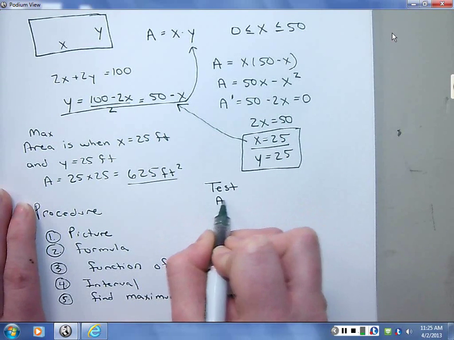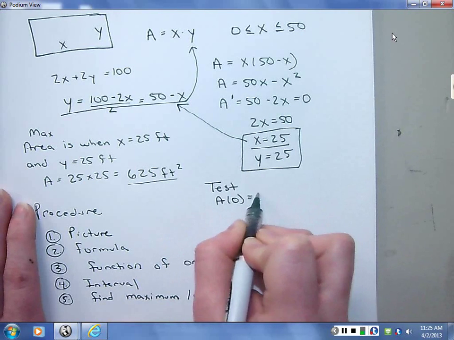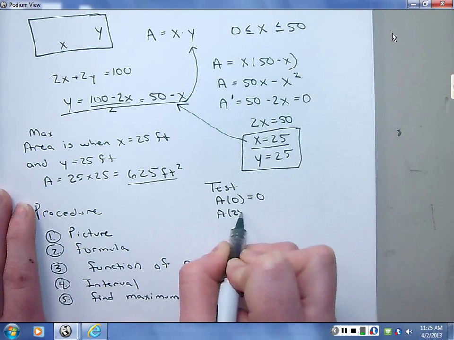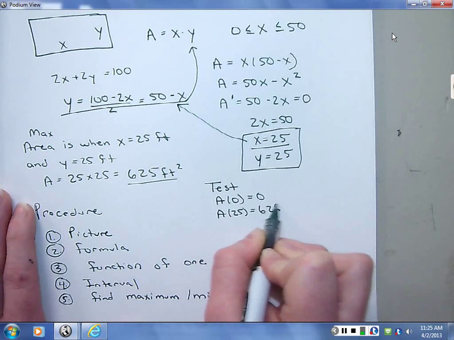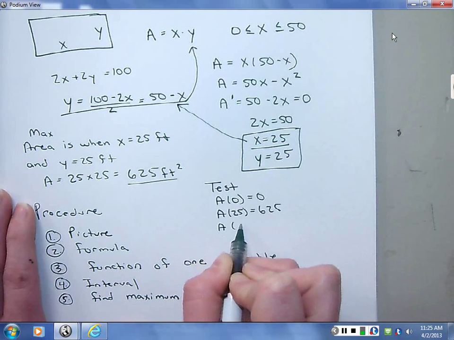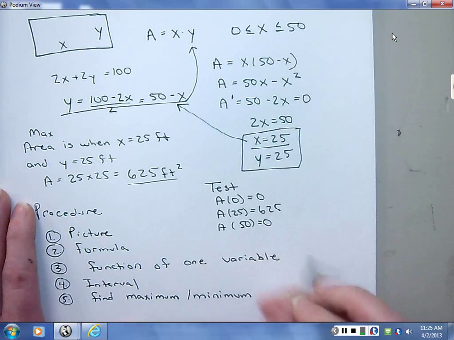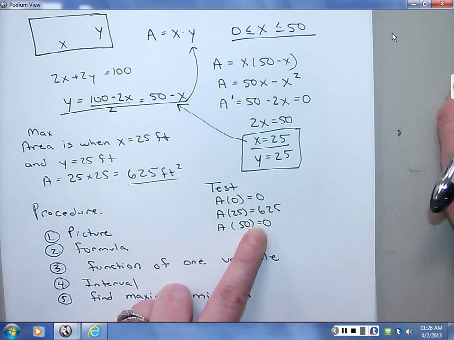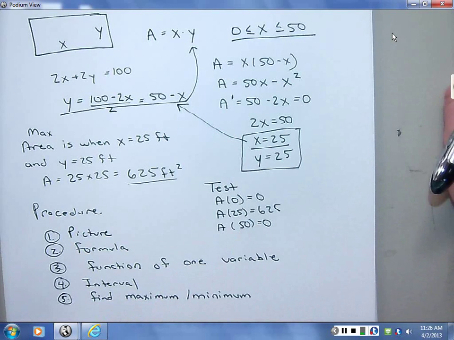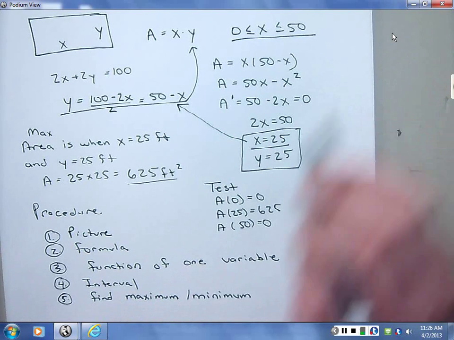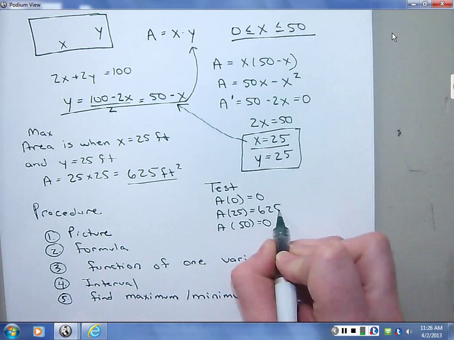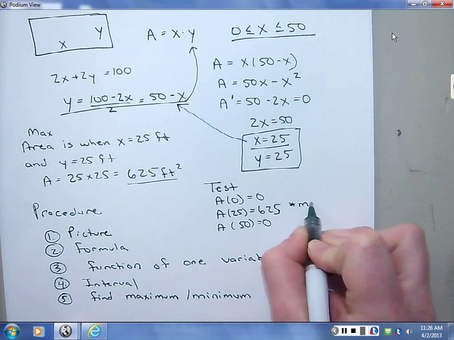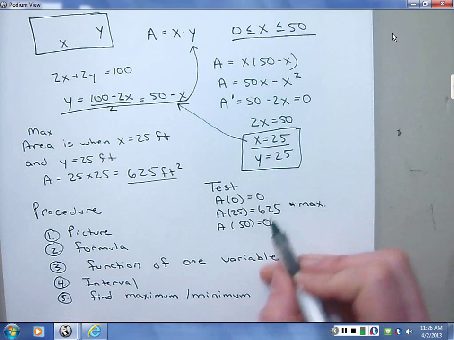If I take the area at 0, I get 0. If I take the area at 25, I get 625. And if I take the area at 50, I get 0, right? Because this would be a closed interval. So when you have a closed interval, you test your endpoints and your critical point. So here, this would tell me this is a max, and the minimum would be 0.